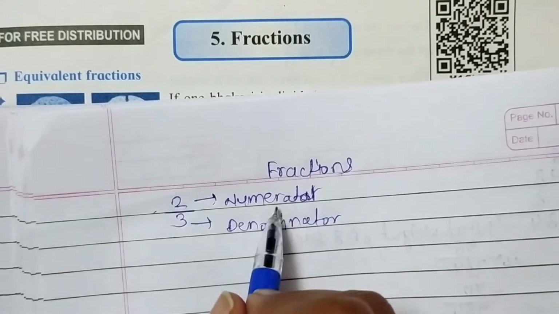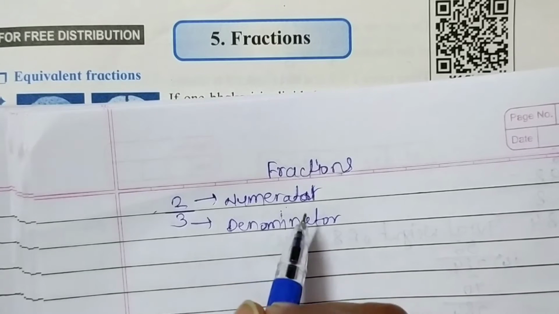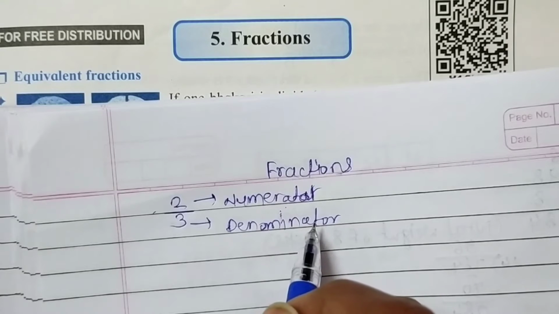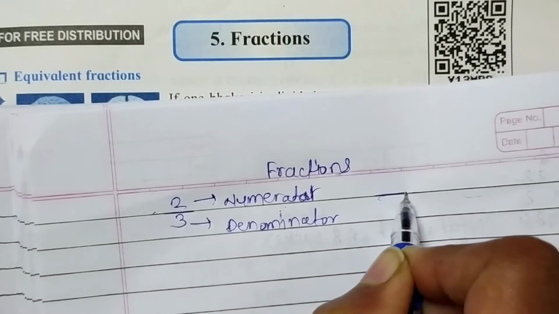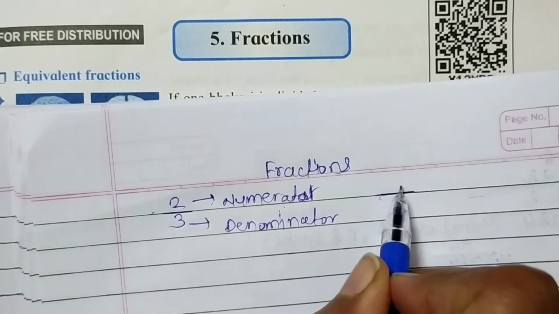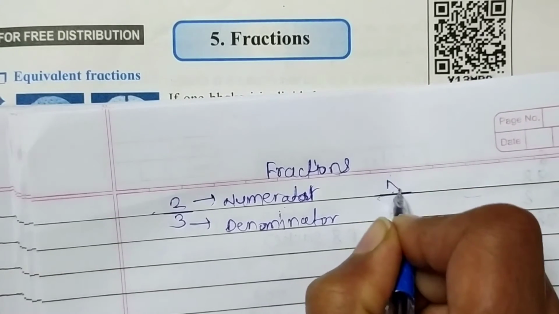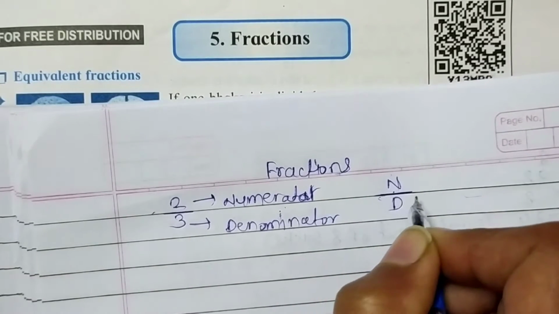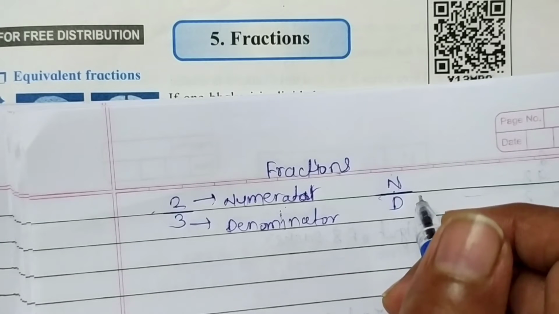Numerator is always written on the upper side and denominator always on the lower side of the fraction. Above this line, we always write numerator, and below this line, we always write denominator. We know it very well.